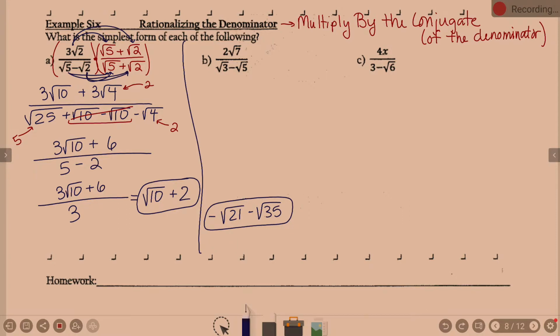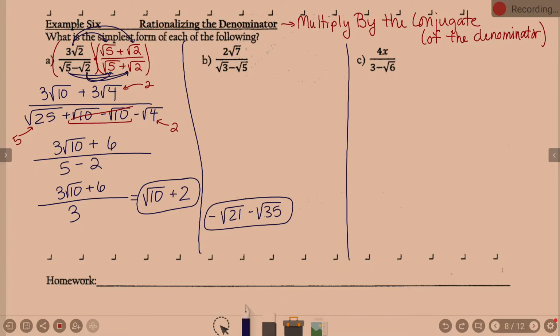Your middle one ends up being negative square root of 21 minus square root of 35. That's for checking purposes. If you are a Mrs. Sargent, you can't leave me hanging on what the answer is. There's your answer, right? Ready to try C with me? Sure.